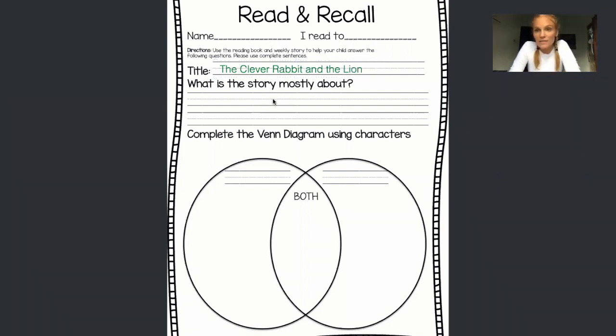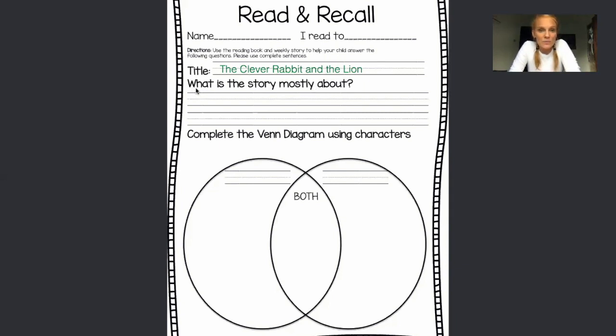Now with your title, remember that the words need capital letters. So I have a capital T in the, I have a capital C in clever, I have a capital R in rabbit, and a capital L in lion. For "and" and "the," we do not need to have capital letters because they are not the most important words.